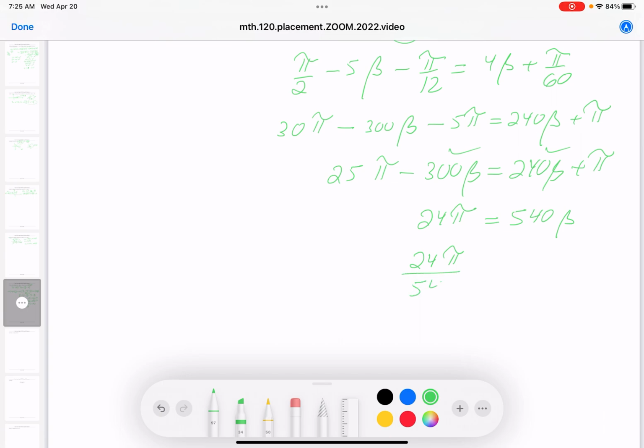Over 540 is what beta is. That's certainly an acute angle. My recommendation is probably reduce it. And let's see if we can do that. I'm going to divide by 2.